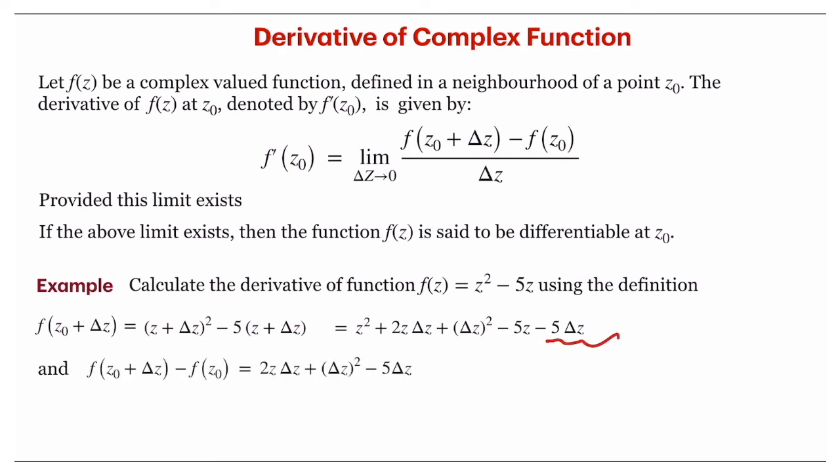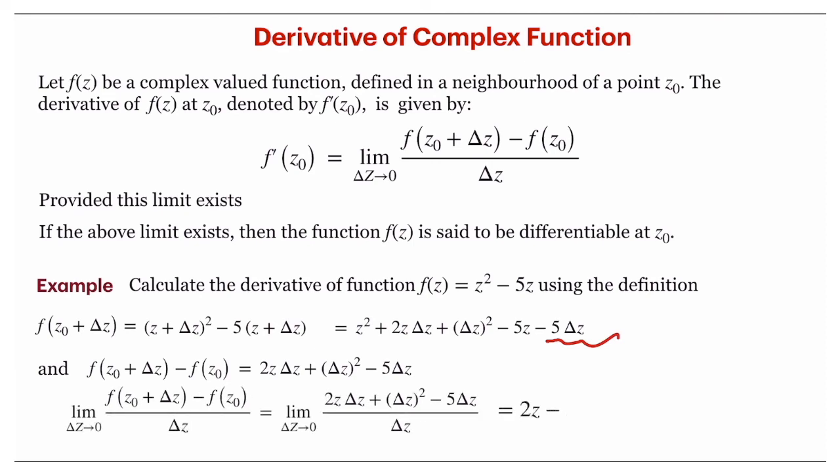Now we need to subtract f(z0) from this. f(z0 + delta z) minus f(z0) gives you 2z delta z plus delta z squared minus 5 delta z. Now we divide it by delta z and take the limit delta z going to 0. So only the coefficients linear in delta z would remain. The rest of the terms of higher order in delta z would vanish, and as the limit delta z tends to 0, we would get 2z minus 5. So this is the value of the derivative. We know how to do it: differentiating z squared minus 5z would simply lead to 2z minus 5.